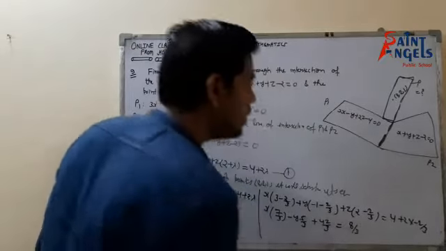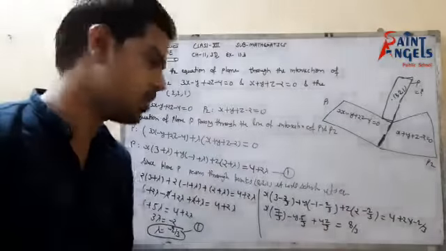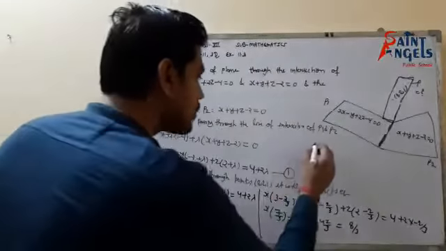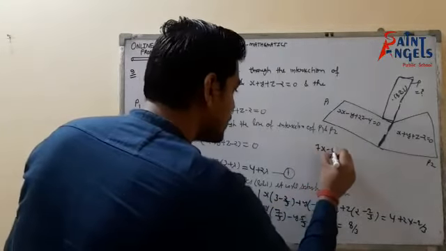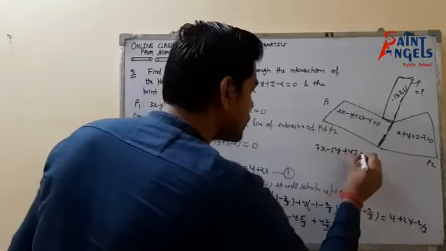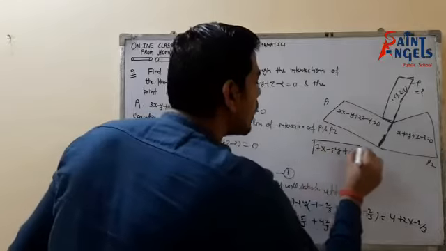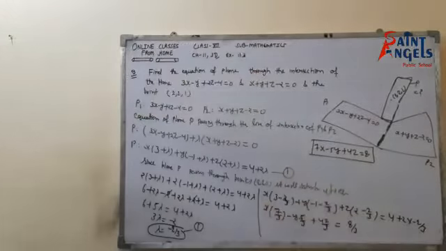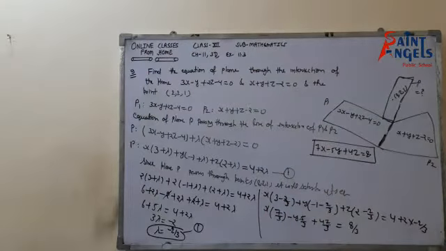So 3 I can omit from all the terms because it's an LCM common to all sides. So the equation would be 7x minus 5y plus 4z equals 8. So this is our required equation. Okay, students, please pause the video and note it down.